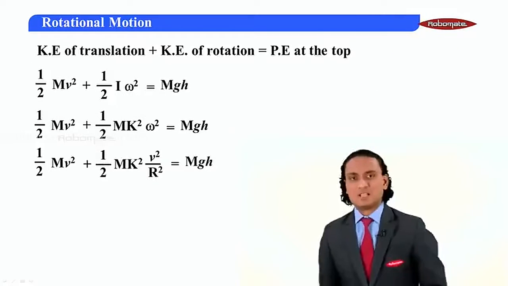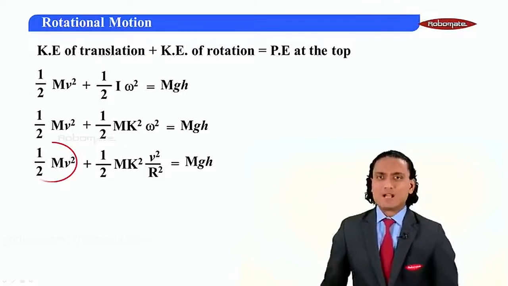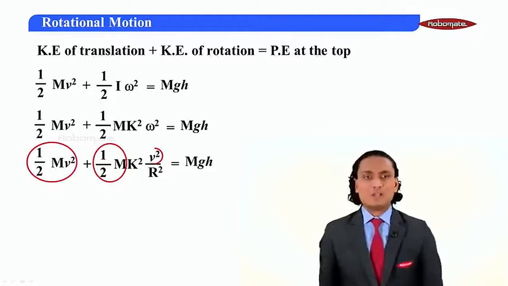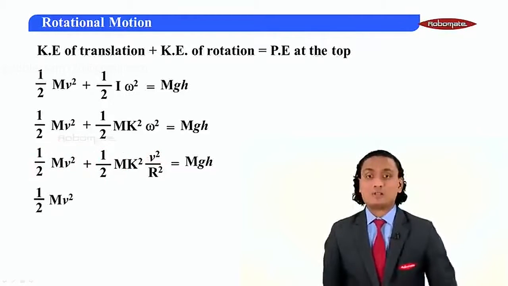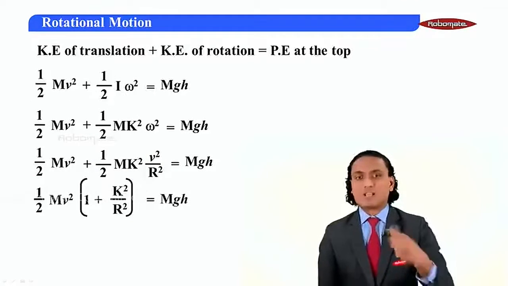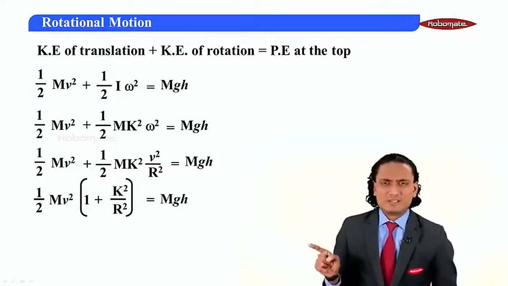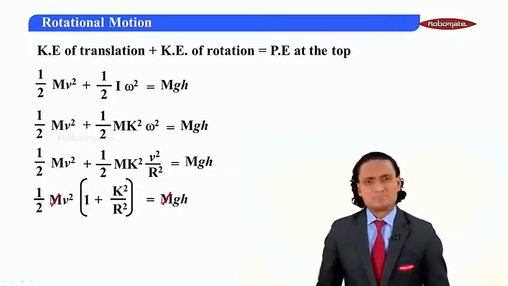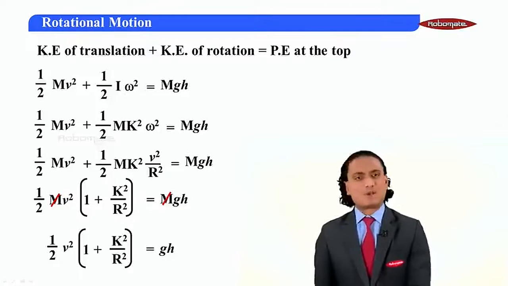Now students, what can we do? Is any term common? Yes, half mv square is common. So I can pull out half mv square. What will I get inside the bracket? I will get 1 plus k square by r square, equals mgh. Now, can any term be cancelled? Yes, mass can be cancelled. Then you will get half v square into 1 plus k square by r square equals gh.